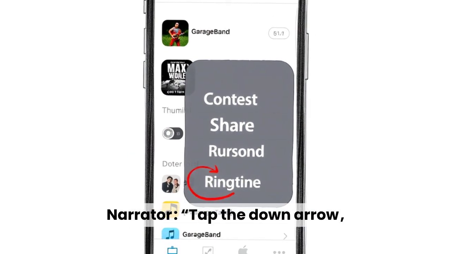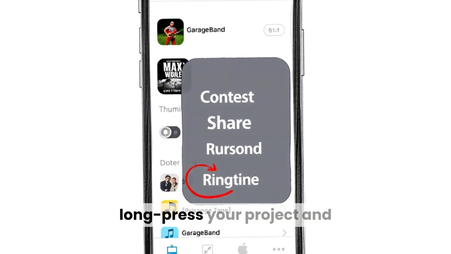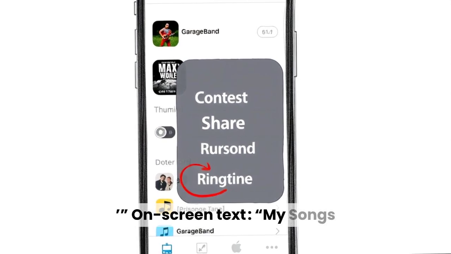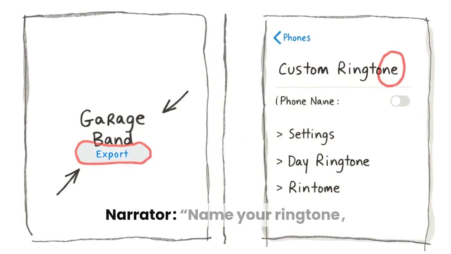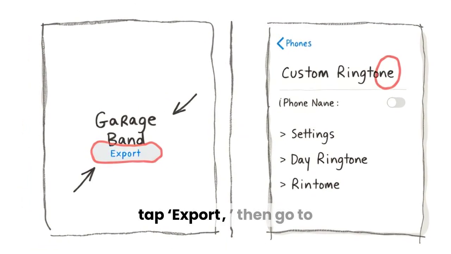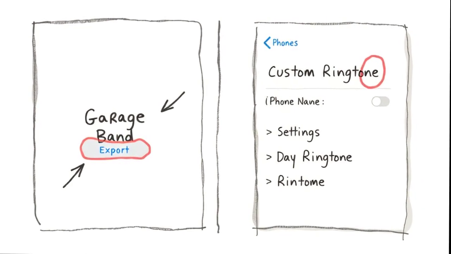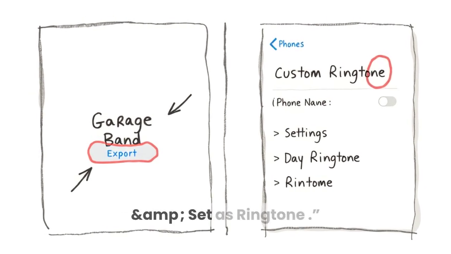Tap the down arrow, choose My Songs, then long press your project and select Share Ringtone. Name your ringtone, tap Export, then go to Settings, Sounds and Haptics, Ringtone to select it.